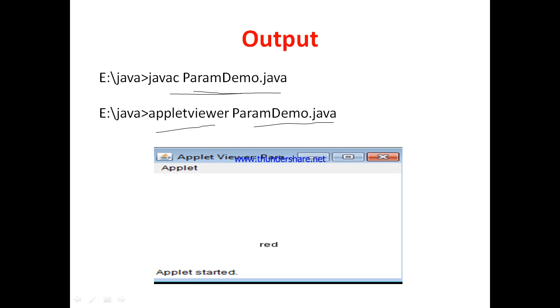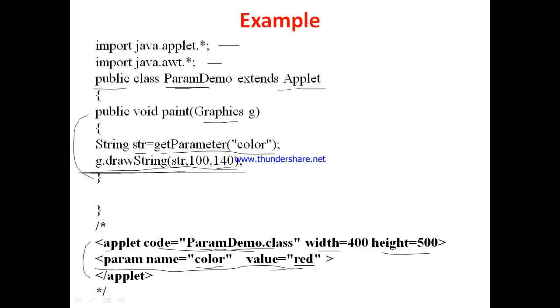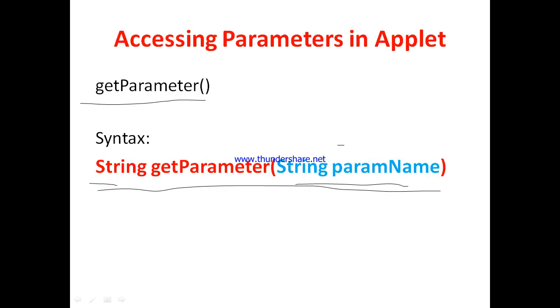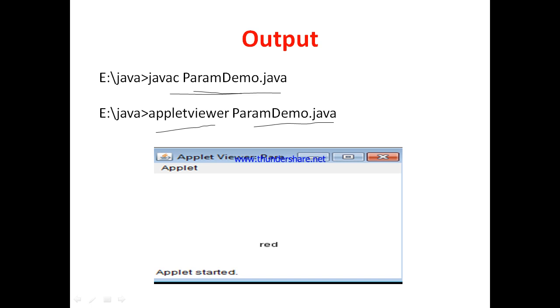Because this is a source file which contains this applet code. This applet code will be executed by using the command appletviewer paramdemo.java. When we execute this command on the command prompt, then what will happen here? We are getting this applet, and the string red will be displayed on the applet.